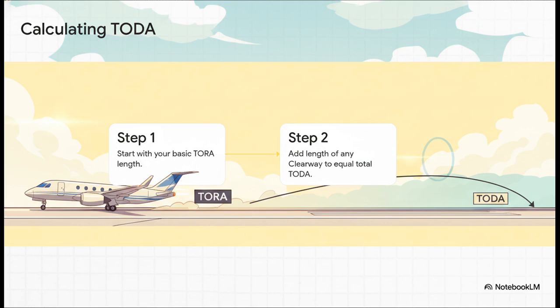And that brings us right to TODA, takeoff distance available. Honestly, just think of TODA as a simple math equation. Takeoff distance available is simply your TORA plus any clearway ahead of you. It's the total distance you have to do your ground roll on the pavement, plus that clear airspace you have to safely climb and clear that standard 50-foot obstacle. So, simply put, TORA plus clearway equals TODA.